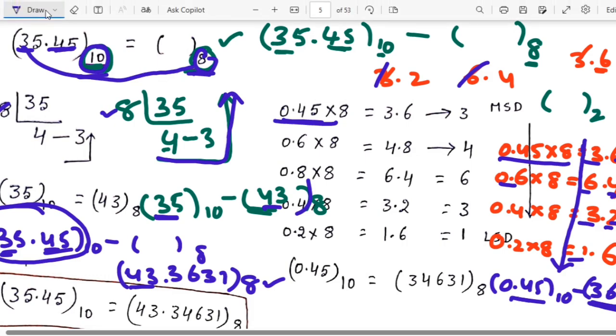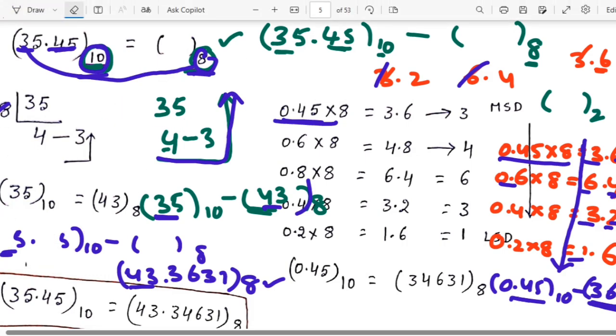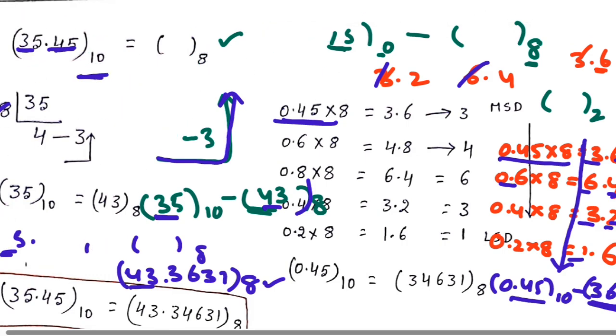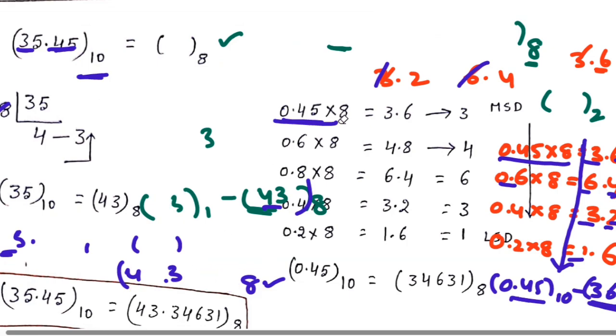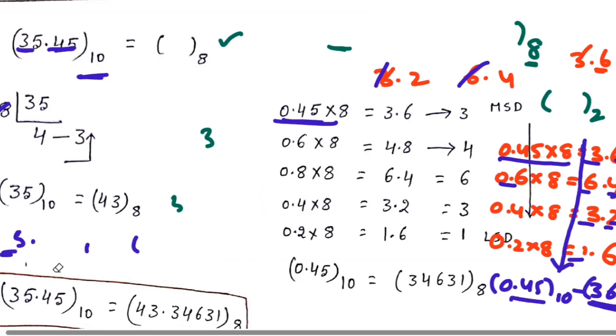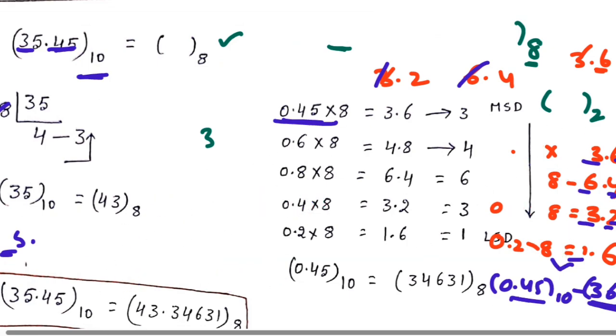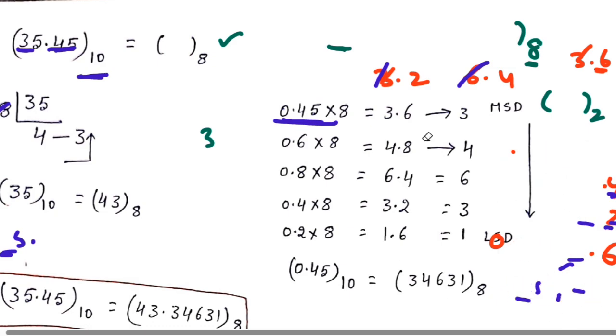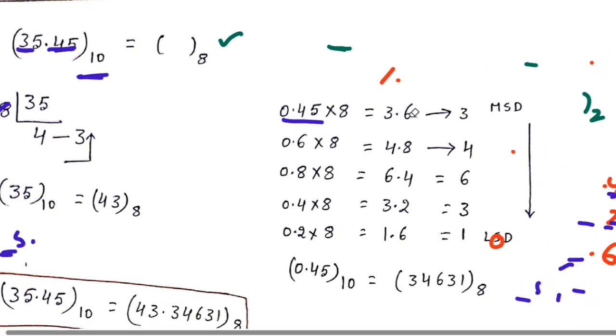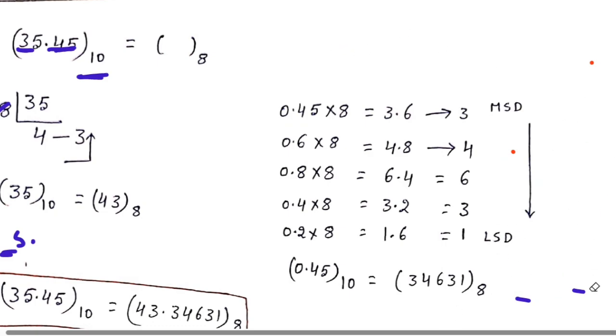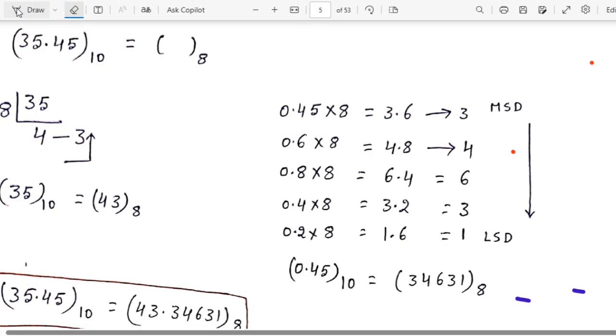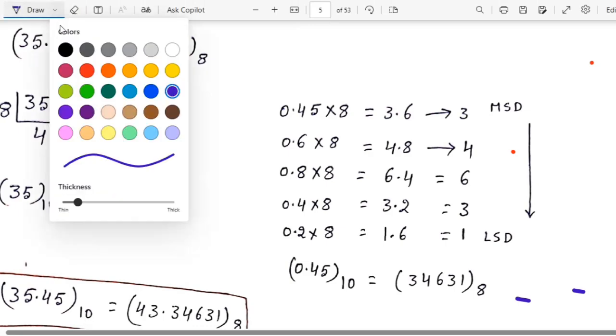I'll take one more example. It is simple. Whenever you convert a decimal number into another number system, like binary, which we completed in the previous class, or octal in this class: for the integer part you divide by the base you are converting into, and the fractional part must be multiplied by the base you are converting into. For understanding, I will take another example.